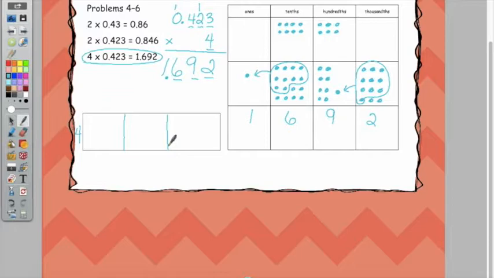So then, take a look at the 4. What place value is it in? Tenths. So I'm going to write unit form at the top. 4 tenths, 2 hundredths, and 3 thousandths. Now this will make a lot of sense to you eventually when we get done practicing.